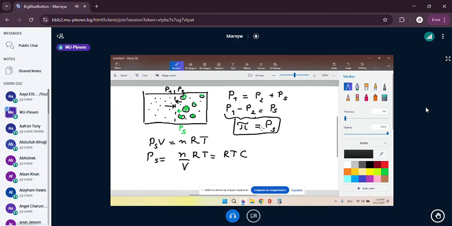What is the difference then? They are equal in magnitude, but they are opposite in direction. The pressure exerted by solute molecules is from right to left, but osmotic pressure is this difference, and it has the direction of the bigger pressure, which is P1. Thus we've got osmotic pressure direction from the less concentrated toward the higher concentrated solution.